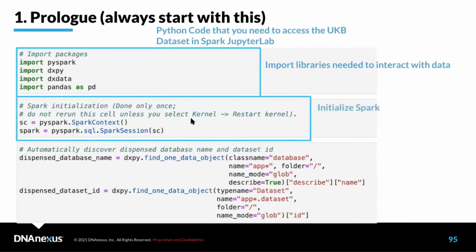The next thing we need to do is initialize Spark. This bit of code is always going to be the same, and you only want to run this code cell once. If you accidentally run it twice, Spark doesn't like to be initialized more than once, but we'll show you how to recover from that.